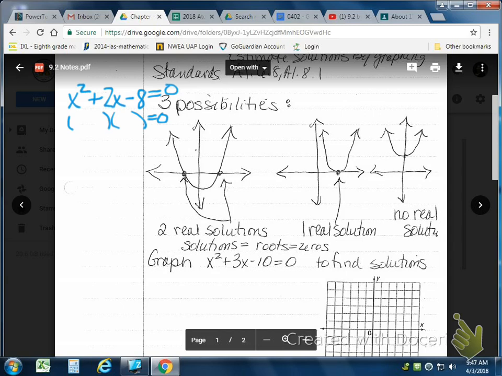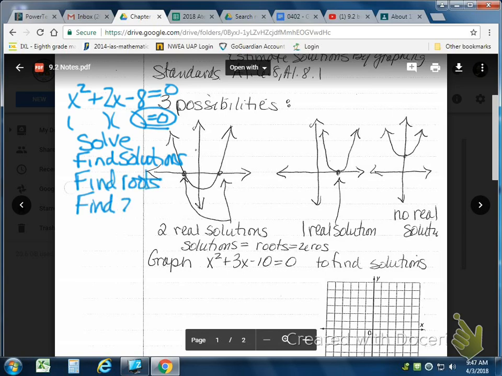But in Chapter 9, we're going to learn three different ways to solve quadratic equations, and this first one today is solving by graphing. Now this whole 0 part is really important. In the directions, they could be given to you different ways. It could say solve, find the solutions, find the roots, or find the zeros.